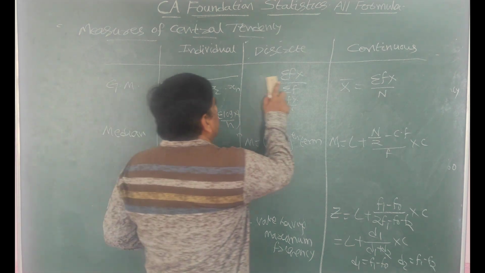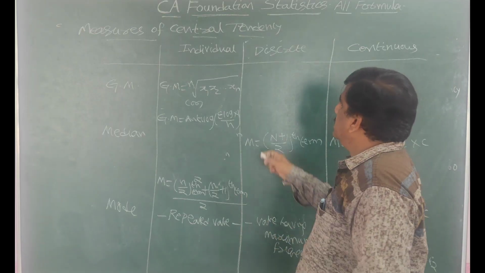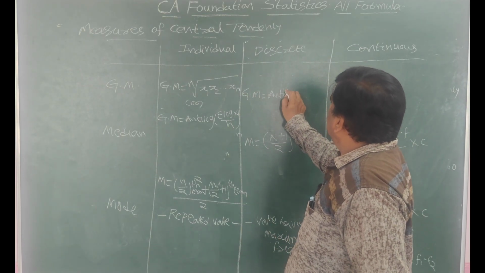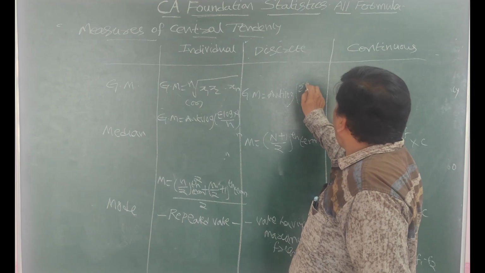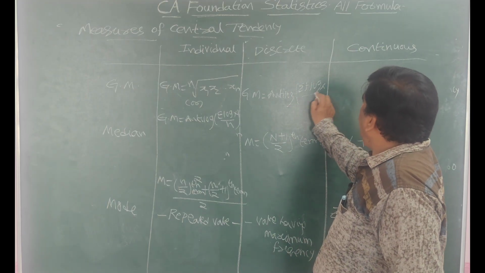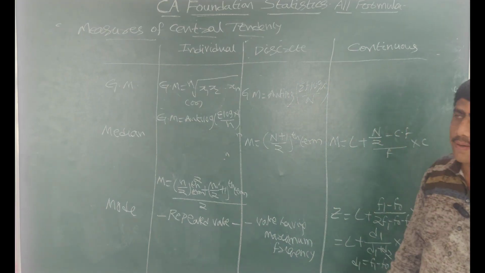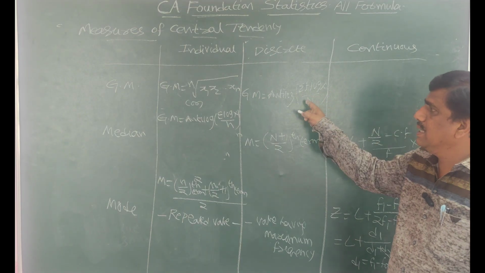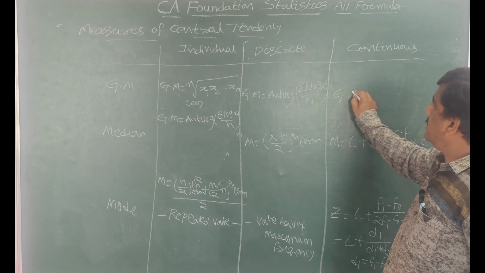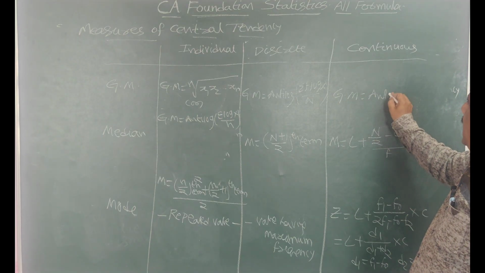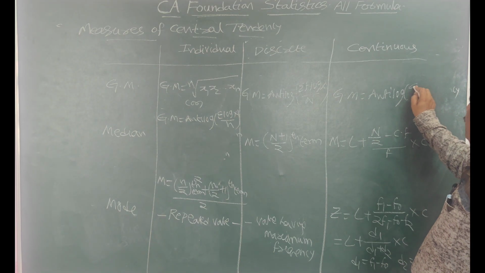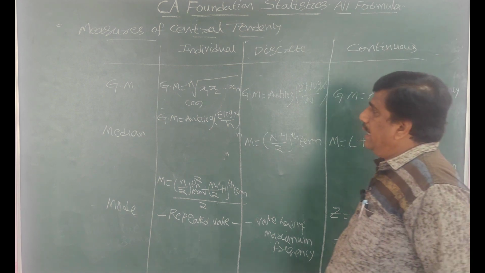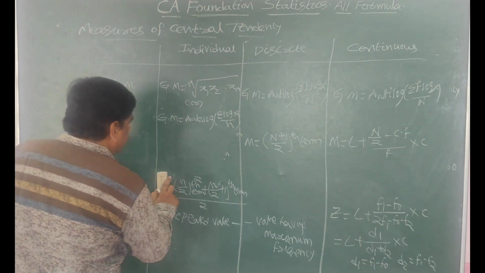Coming to discrete series, the GM formula is antilog of summation f log x divided by N, where x is the mid value; find the logarithm, and after that the GM. Similarly, for continuous series also you can use the same formula, antilog of summation f log x by N, for the geometric mean. And next, coming to harmonic mean.